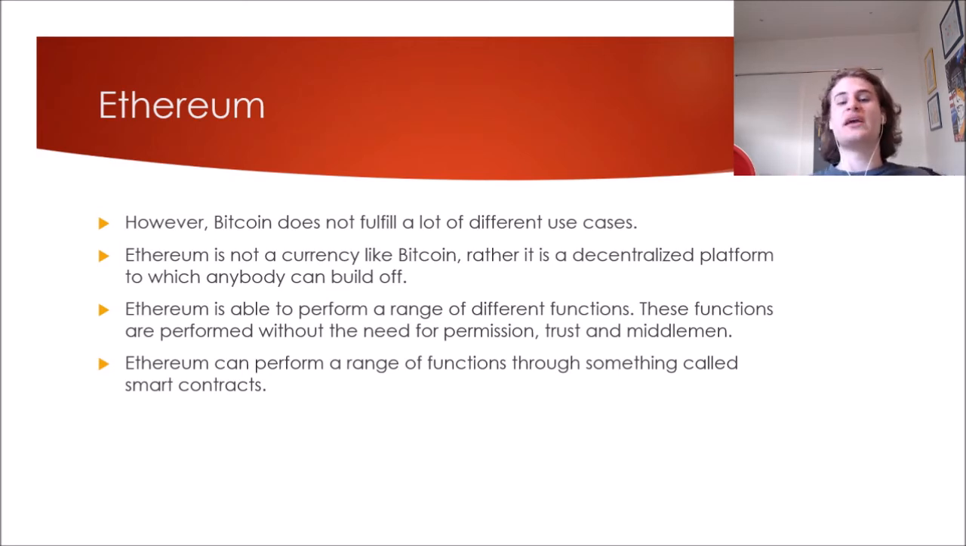Now, the problem with Bitcoin is that it does not fulfill a lot of different use cases. On Bitcoin, all you can do is send Bitcoin to other individuals. There's a whole range of other things that blockchain technology can do that Bitcoin does not quite fulfill. Now, Ethereum fulfills a lot of these other use cases.